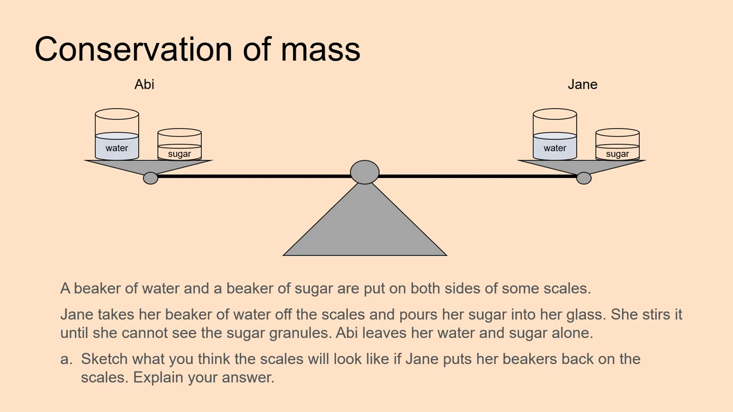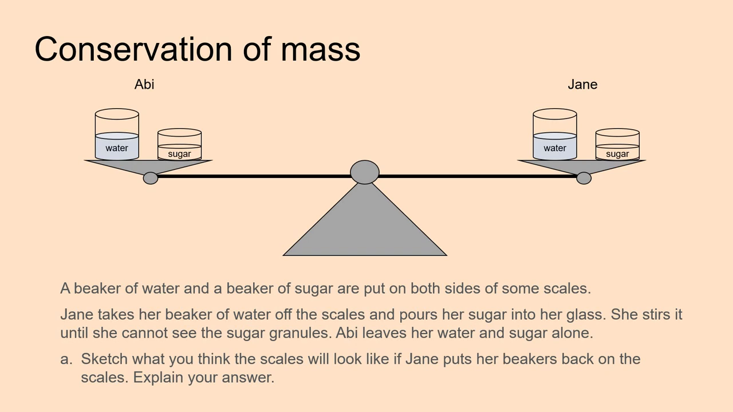So both Abby and Jane have a beaker of water and a beaker of sugar, and they are put on both sides of this set of scales. And as you can see, they are balanced. Jane takes her beaker of water off the scales and pours her sugar into her glass. She stirs it until she can no longer see the sugar granules. Abby leaves her water and sugar alone.